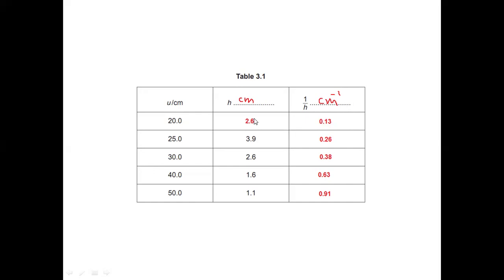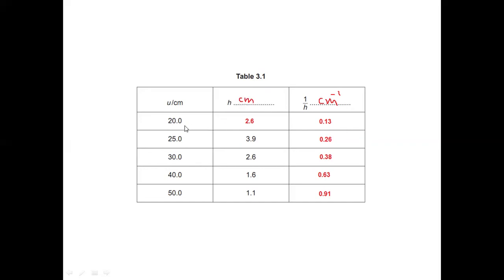2.6 was the object height, and this is the image height. Then the object height is changed. The student must have changed the triangular block and used a different object height, and then he got the value of the image. And these are the values of u. He placed the object at different positions. Sorry, all these readings are of the image, not the object.